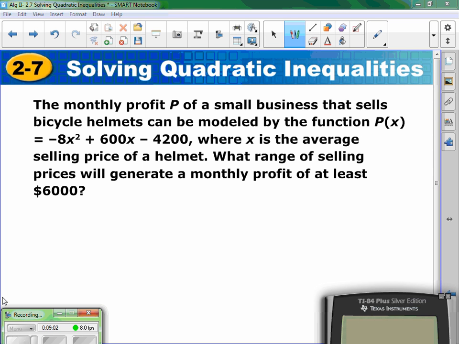The hardest part of this is taking the words and changing it into an actual inequality. They give you the function, -8x squared plus 600x minus 4200. What's our inequality symbol going to be? Is it going to be less than, or is it going to be greater than? Why greater than? Why is it less than?